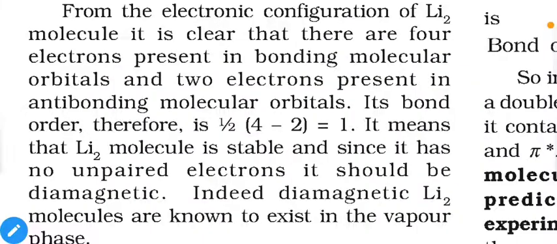So the Li2 molecule contains a single bond and does not have any unpaired electron, as we observed in its electronic configuration and diagram. That's why the nature of this molecule will be diamagnetic, and it is present in the vapor phase.